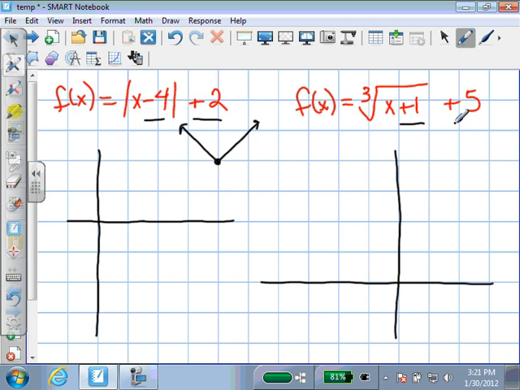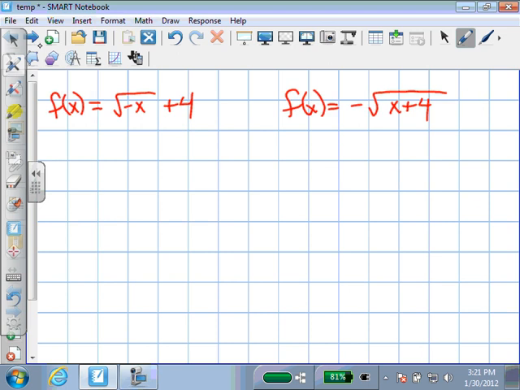Left 1, up 5. Oops, I'm drawing right on myself. And x cubed is that way. Or cube root of x, pardon, goes that way. Okay, so we have up 4.